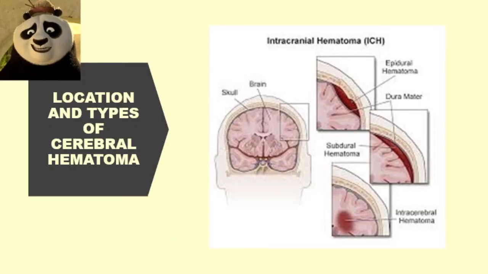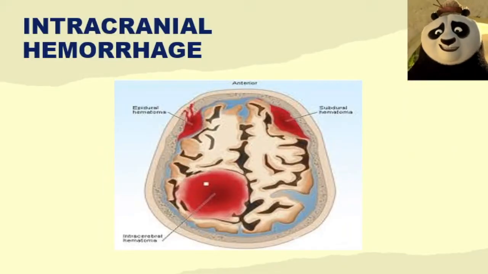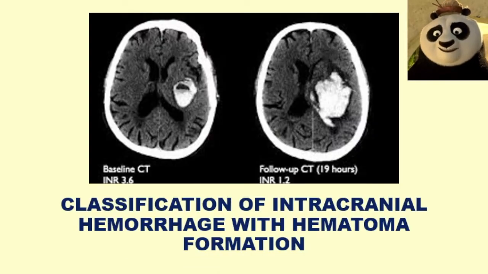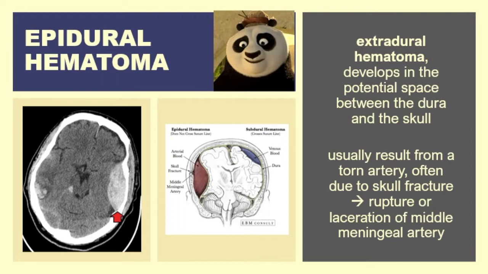Now, there are several locations and types of cerebral hematoma. Let's try to tackle them one by one. Class, in your intracranial hemorrhage, the classification of intracranial hemorrhage with hematoma formation is as follows. So you have your epidural hematoma.